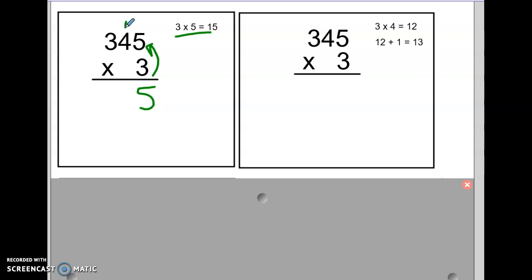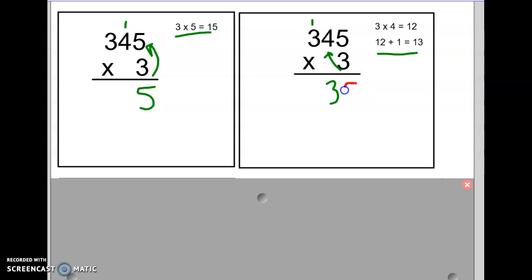Now we are going to multiply 3 times 4. I hope you're using your colored pencil as I am. 3 times 4 is 12, plus the 1 that we had carried. 12 plus 1 is 13. We're going to write that 3 and carry that 1 to the next place value.